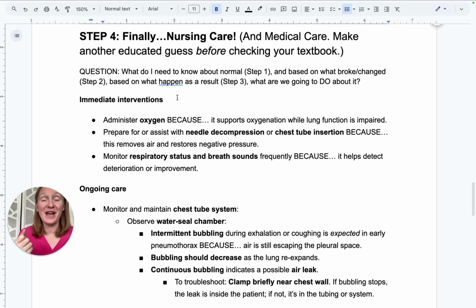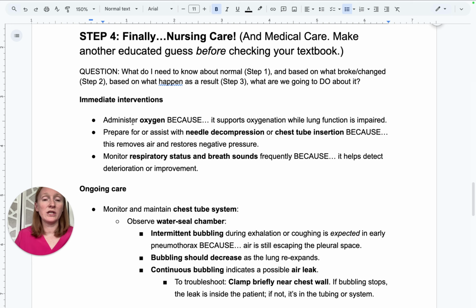And the question we ask in step 4 is, what do I need to know about normal, what has broken or changed, what happened as a result, and now what are we going to do about it? And this is both nursing and medical care. Because as a nurse, even if it's outside your scope of practice, you still need to be aware of it.